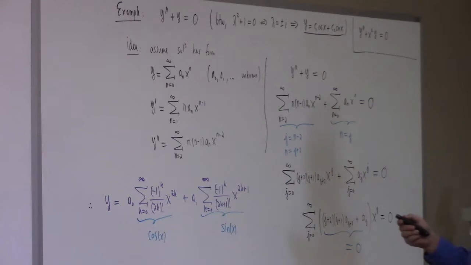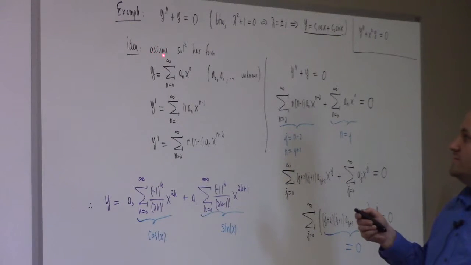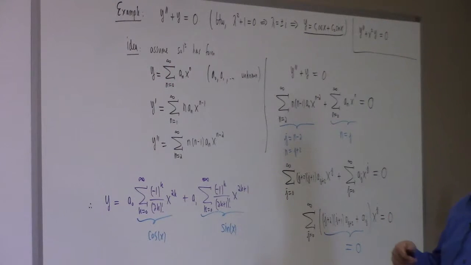So this is the idea. Assume your solution has the form y is equal to the sum from n equals 0 to infinity of a sub n x to the n.